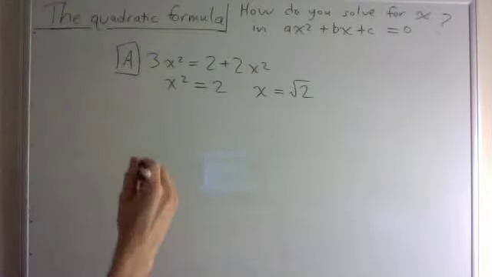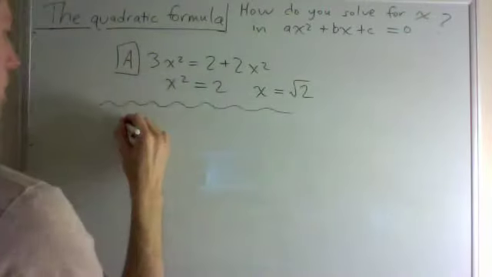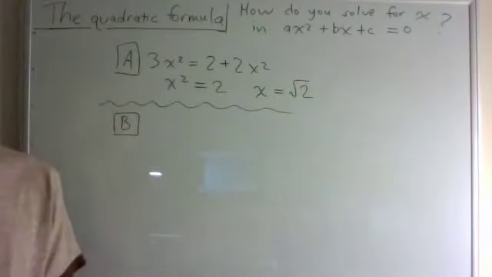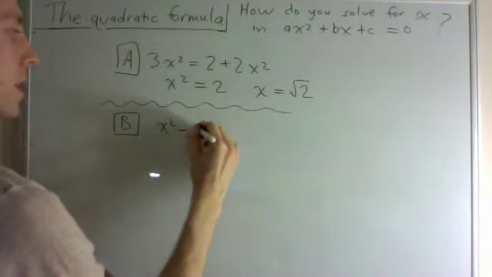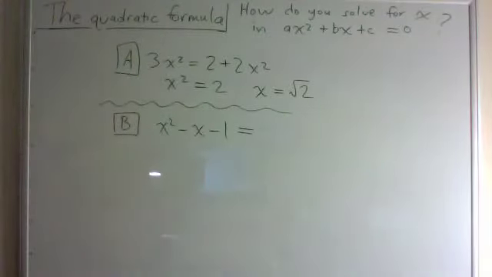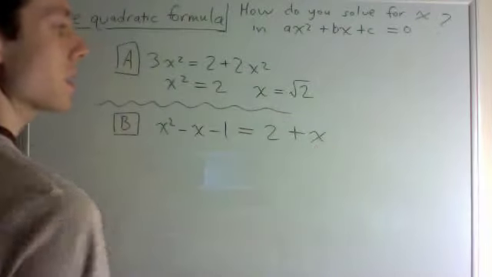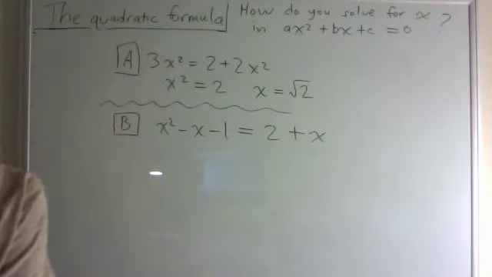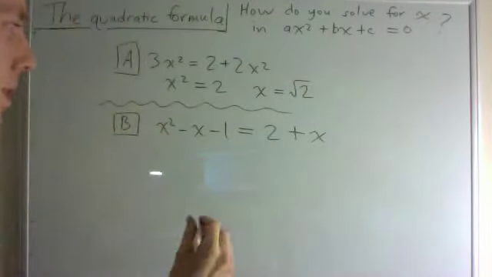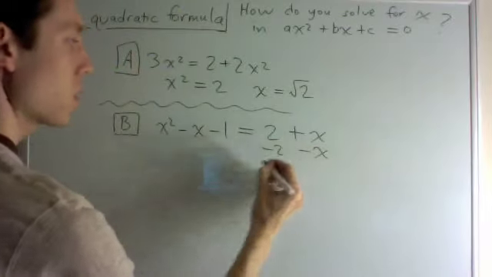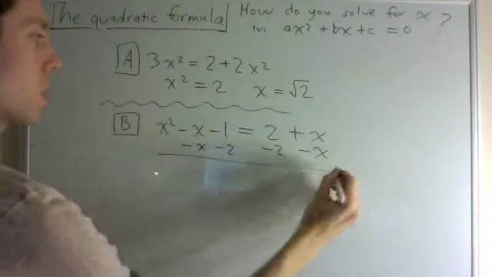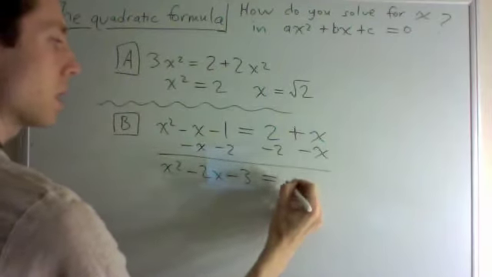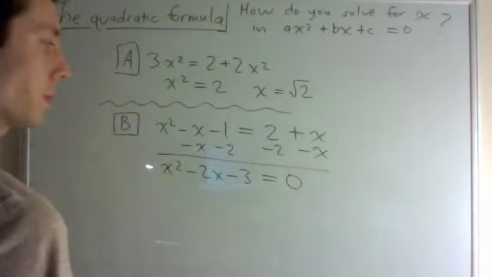Okay, let's try another one. Second game. Let's say I give you the quadratic equation x squared minus x minus 1 is equal to 2 plus x. Okay, right away you'll say, hey, that's not in the form ax squared plus bx plus c equals 0. We can fix that. Let's subtract 2 and x from both sides of the equation, and I'll have x squared minus 2x minus 3 is equal to 0.